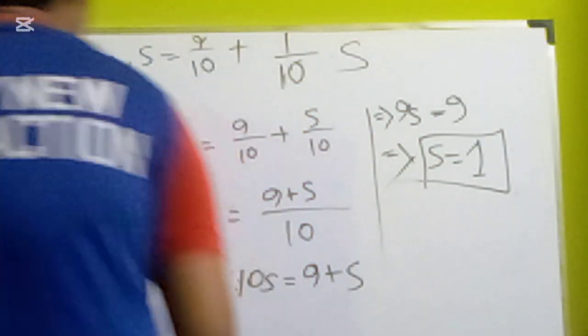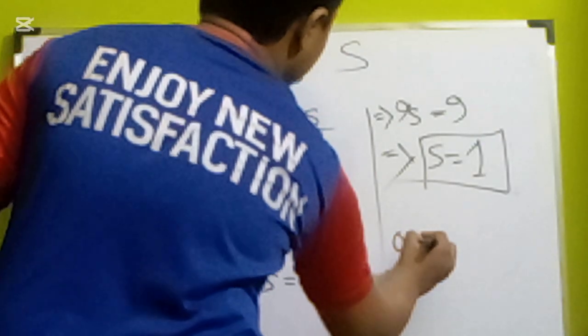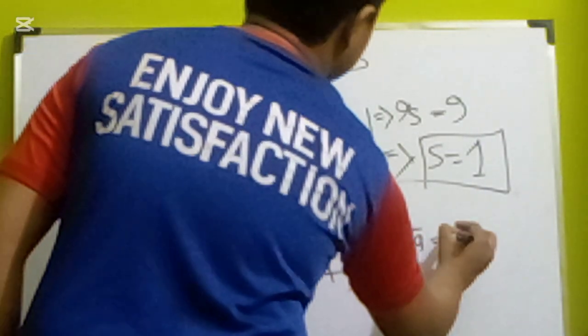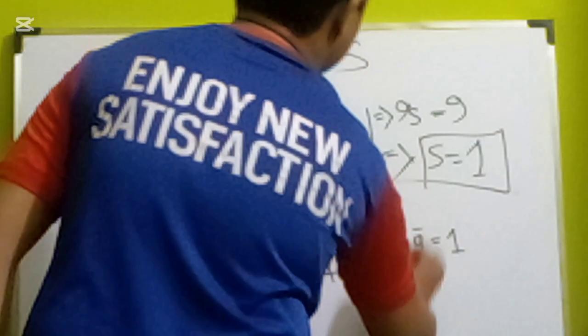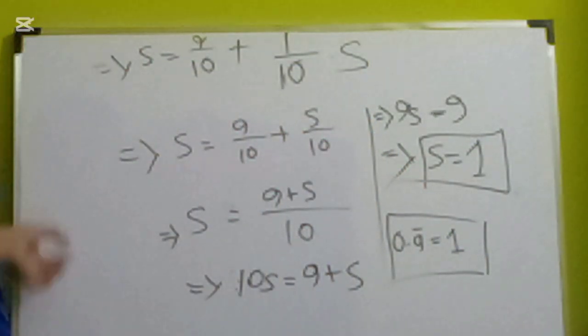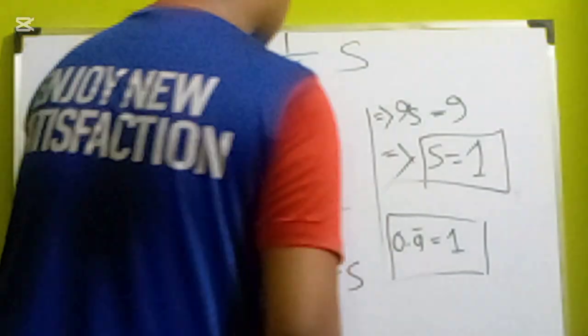And that's why we can say that 0.9 continued is equal to 1. Hope the debate is over in this particular problem.